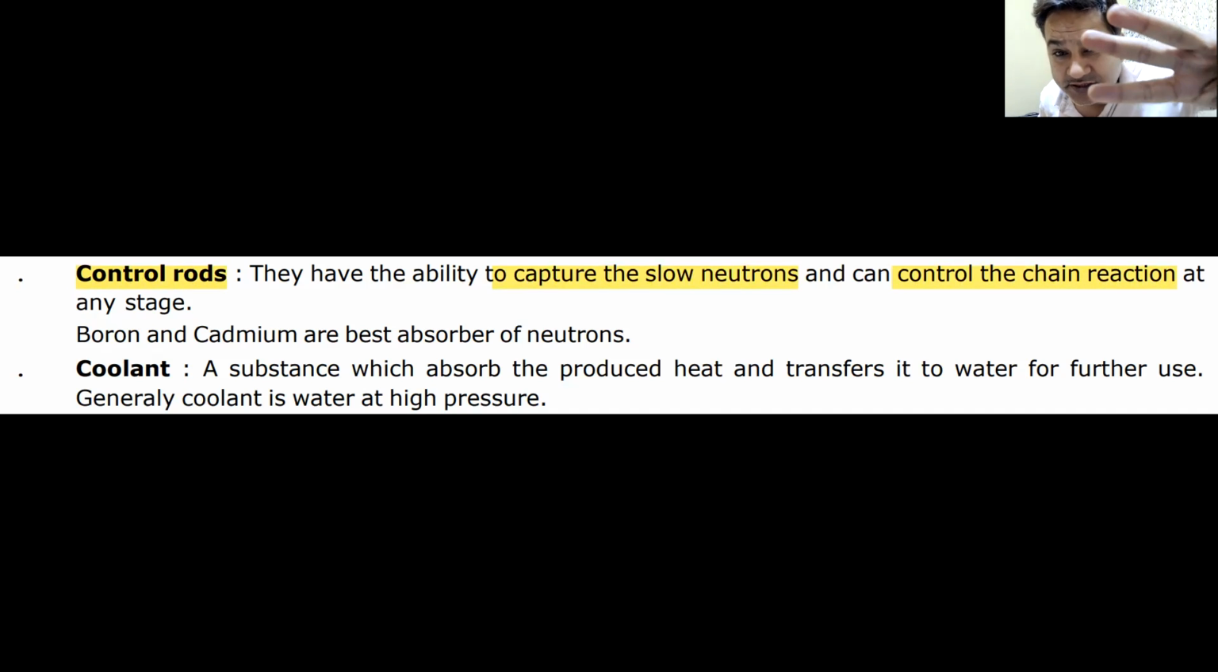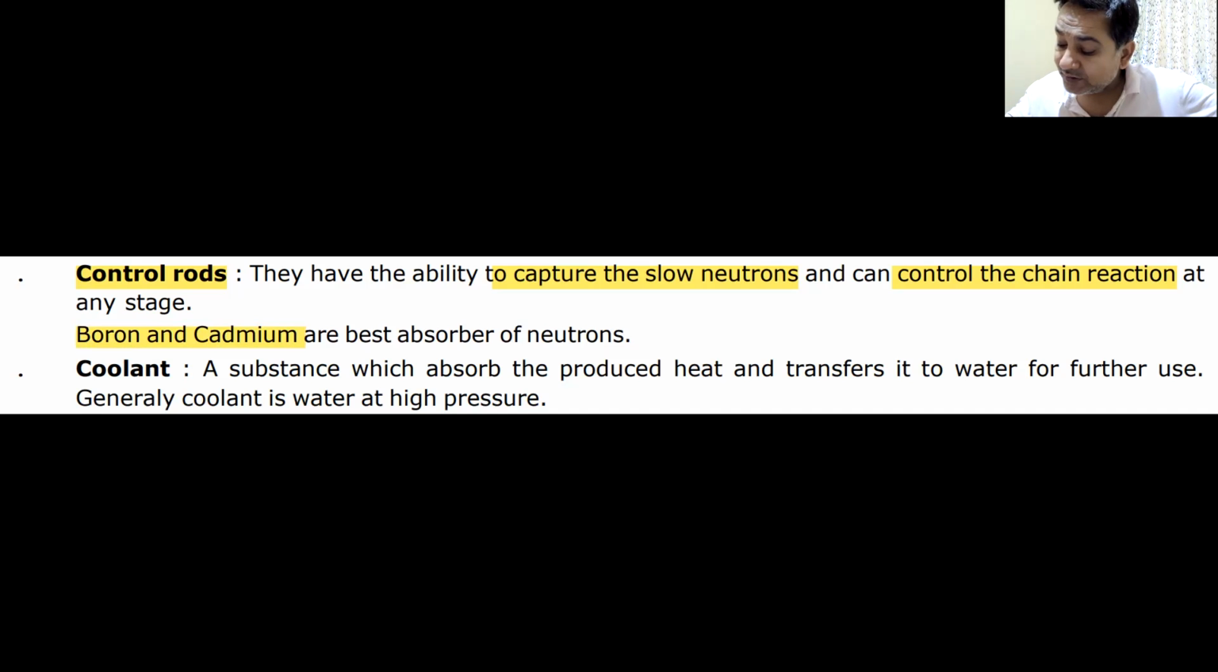For every nuclear reaction, we'll have 3 neutrons. Yes or no? Yes, sir. But I only need 1 neutron because the other 2 are going to create the atom bomb. So I need to absorb these 2 extra ones. I only need 1. So who is going to do the process of absorbing? These are the control rods. Boron and cadmium are the best absorbers of neutrons. Do we understand this?